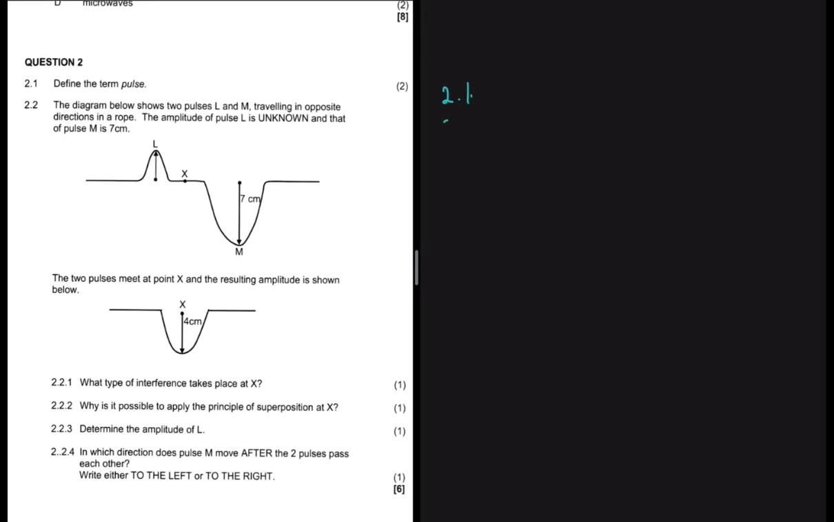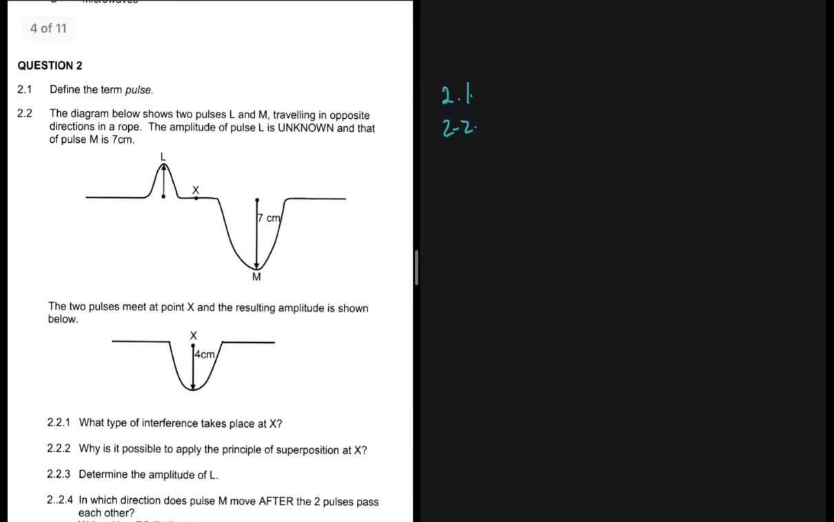And now let's move to 2.2 and see what we can do here. The diagram below shows two pulses, L and M. As we can clearly see on the left hand side, we have pulses L and M traveling in opposite directions in a row. The amplitude of pulse L is unknown, and that of pulse M is 7 centimeters. And then the two pulses meet at point X.